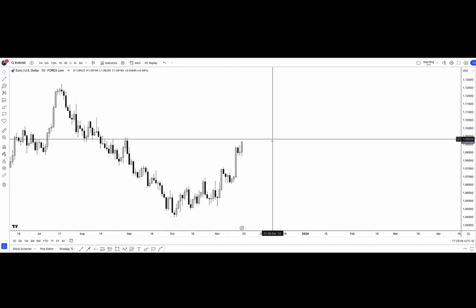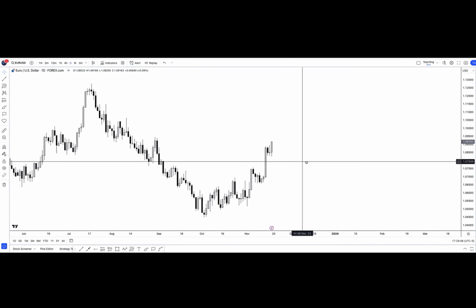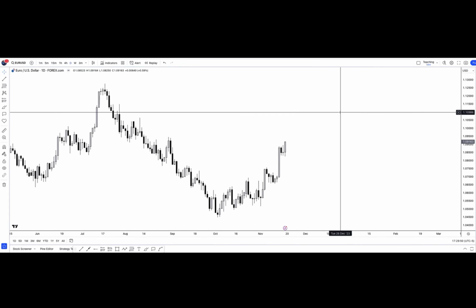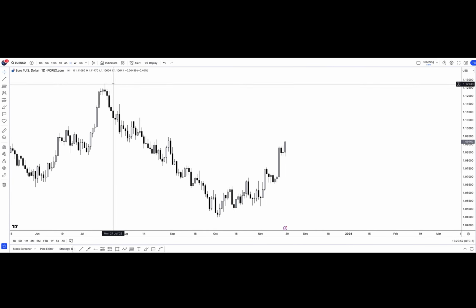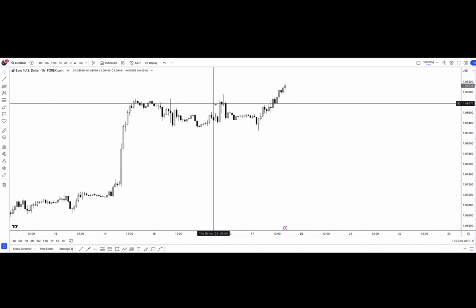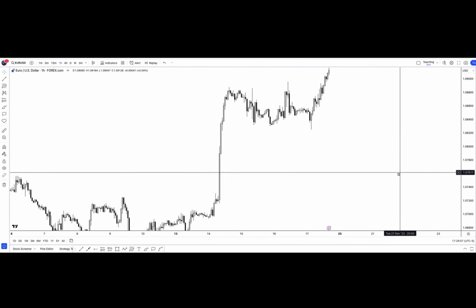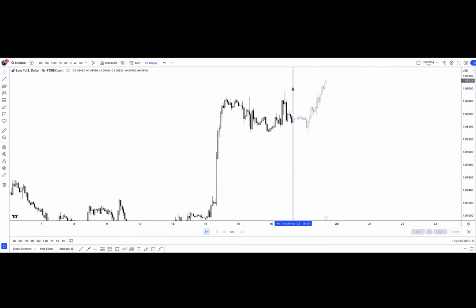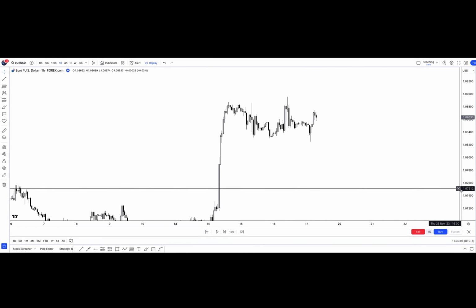Today we'll be covering EUR/USD. I took a trade today in the New York session, a short into a long, which we'll be going over. Starting off, higher time frame. Honestly, we can use the replay just to make things a little easier for us.